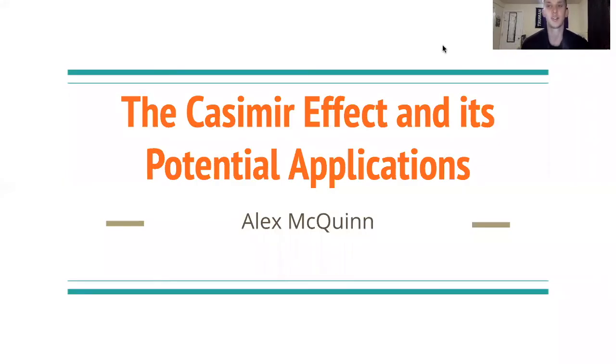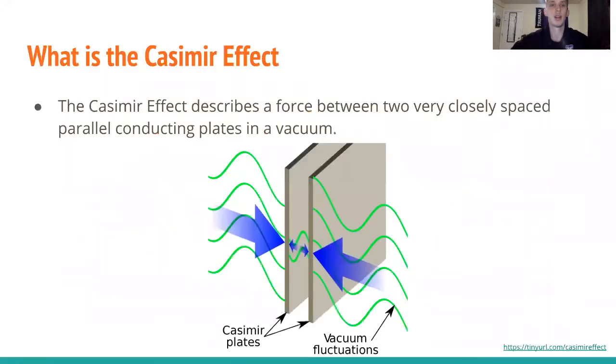I am a senior physics student at Truman State, and today I'm going to be talking to you about the Casimir effect and its potential applications. So what is the Casimir effect? The Casimir effect describes a force between two very closely spaced parallel conducting plates in a vacuum. This is a very small range force, and the effects are usually only present at distances of about a micron. This effect was discovered in 1948 by Hendrik Casimir, and it has sparked a lot of interest in the past years for its potential use in nanotechnology.